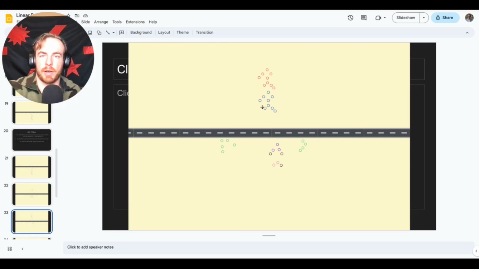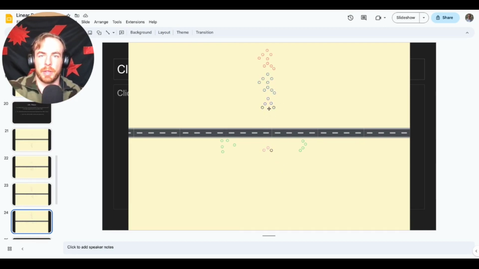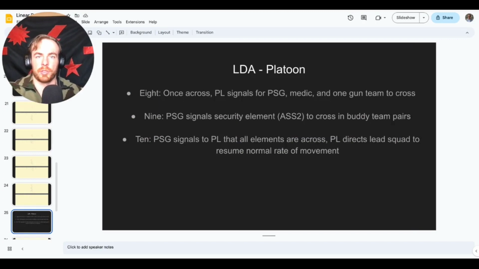You'd probably stay back in the order of movement. But we have the entirety of Assault 1 crossing, and then the PL with his entourage and 2 guns are going to cross as well. So once across, the PL is going to signal for the platoon sergeant, the medic, and the last gun team to cross. And then once the platoon sergeant gets across, he's going to signal Assault 2 that they're good to cross, and they're going to cross again in buddy team pairs like we did with our squad, where they bumped one person across to maintain security down that road.